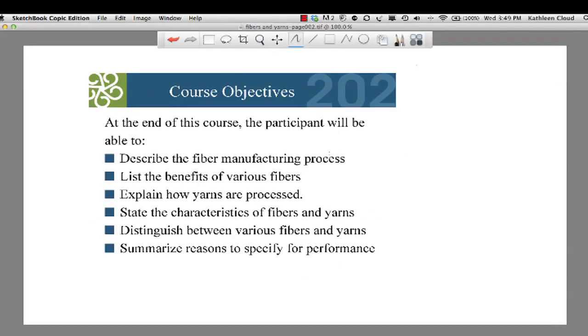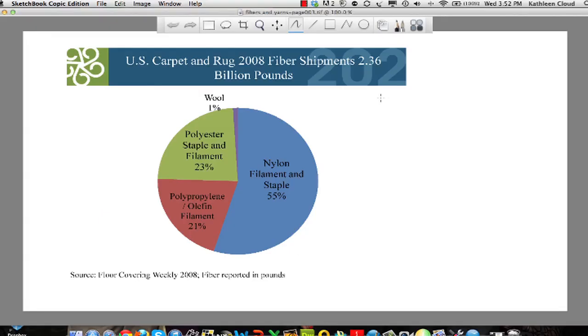The course objectives for fibers and yarns are listed here. They include understanding how the fiber manufacturing process works, learning the benefits of various fibers, learning how yarns are processed, understanding the characteristics of fibers and yarns and how to distinguish one from the other, and summarizing reasons to specify for performance.